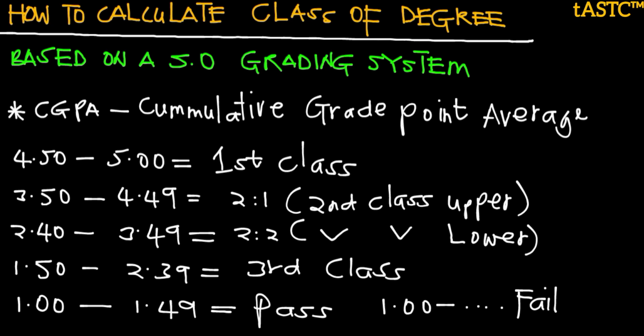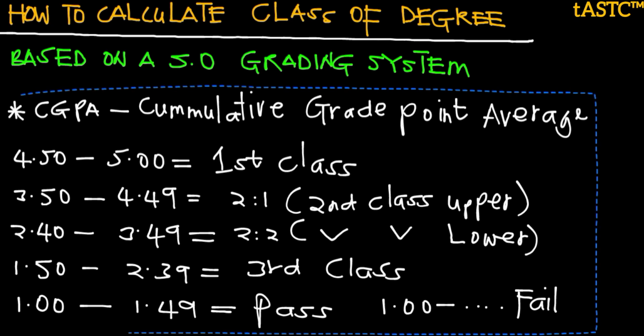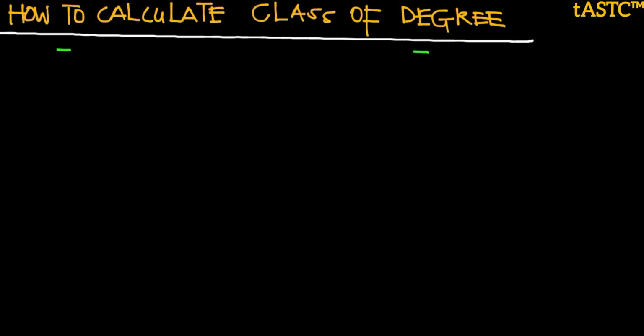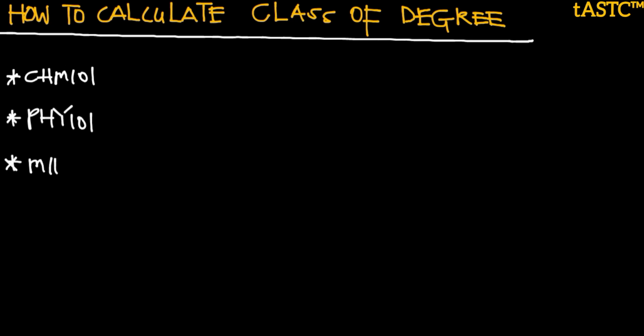Now, having known this, let us take an example and we'll be done with this video. So let us say there is someone that took these courses. I'm just going to take Chem 101, and let's say the person took Physics 101 and a Math 101. Let us say there is a Bio 101 and another course.